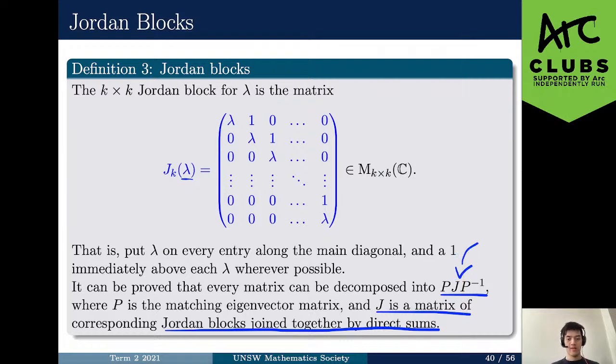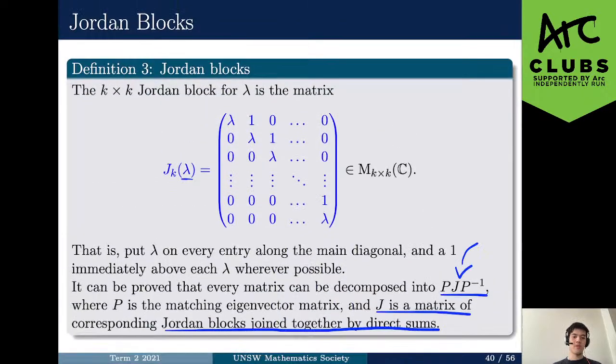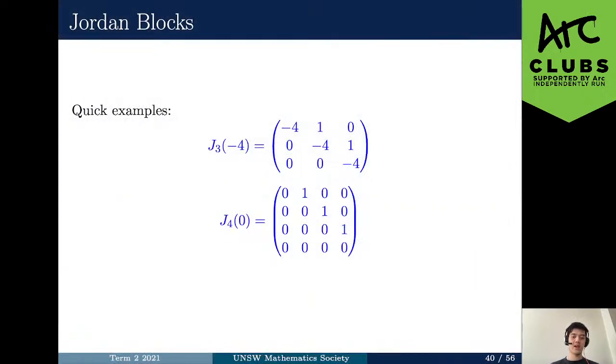So not the same thing. Okay, so this is what we mean by that. Say we have a Jordan block that has a size of 3, so that's saying it's 3 by 3. And instead of lambda, this time we have -4. That just means we have -4 on the main diagonal, and we have values of 1 on the diagonal above. If we have J 4, 0, that means that we have a 4 by 4 matrix. The main diagonal is 0, and the diagonal above is 1, like so.